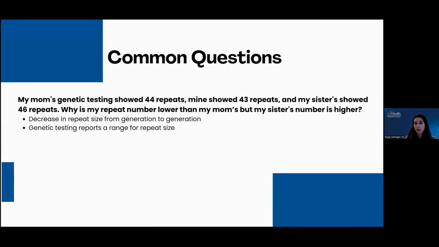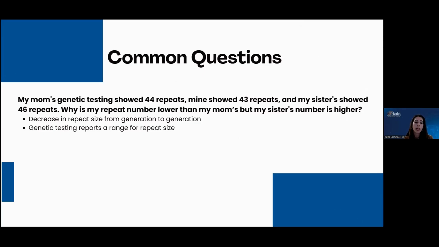And so I just want to also touch on some common questions that come up. This highlights a few points I talked about, but a lot of people will have different repeat numbers from parents to children. So if a mom's genetic testing shows 44 repeats, a patient shows 43, and the sister shows 46, what can cause some of that variability? As I talked about, that can actually decrease in size if passed from mother to children, and that risk is independent for each child. So that would explain that.